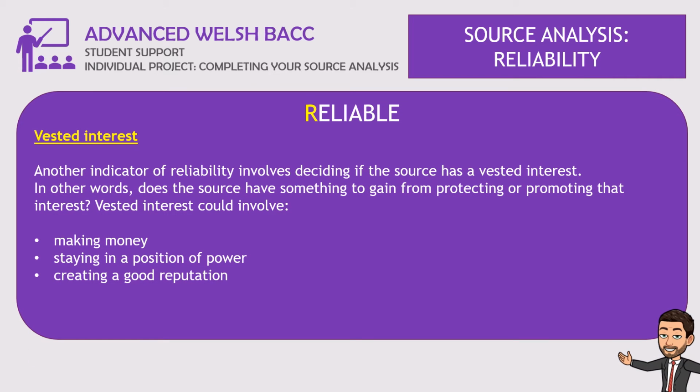Still on reliability, we're looking at vested interest. Another indicator of reliability involves deciding if the source has a vested interest. In other words, does the source have something to gain from protecting or promoting that interest? So it could involve making money, staying in a position of power, or creating a good reputation. So vested interest needs to be considered when a source is going to be deemed reliable or unreliable.